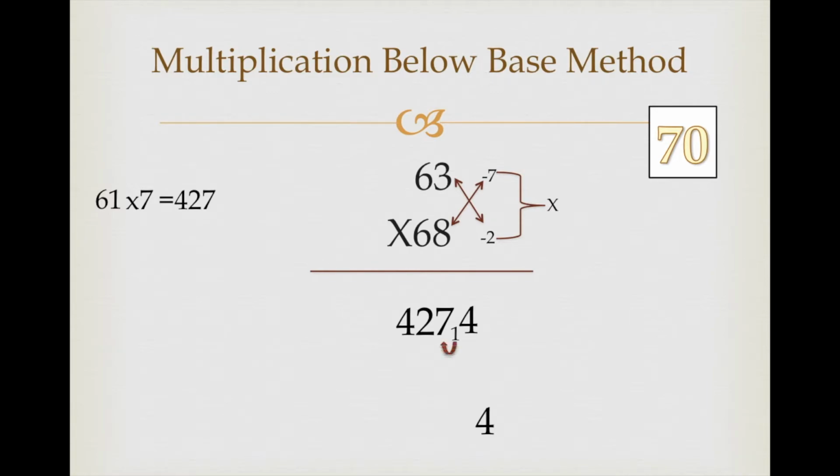Write 4 as it is. This one would be carried over in 7. 1 plus 7, 8. Write 8. Write down 2 as it is and write 4 as it is. Our answer is 4284.